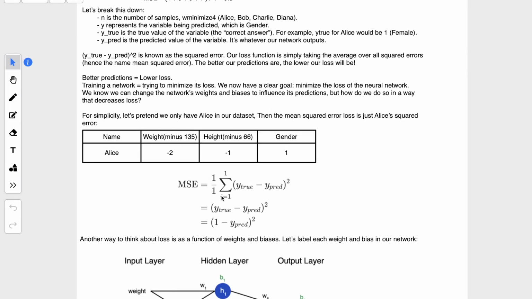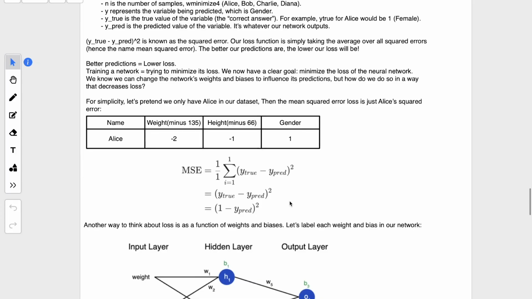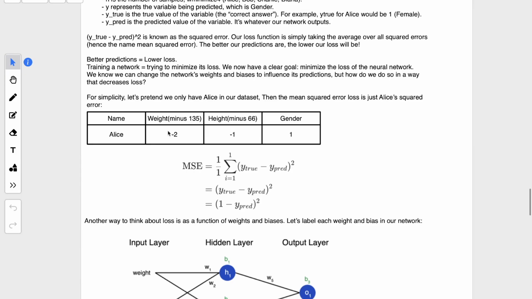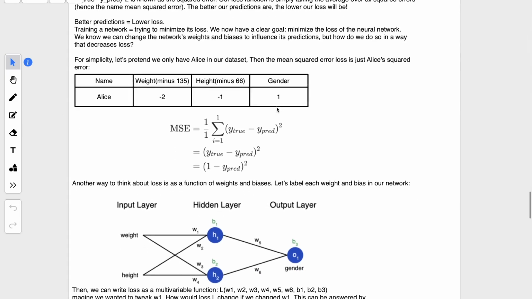For simplicity of all these calculations, I'm taking only one input. So let's say we have only one person, which is Alice, and these are the weight, height, and gender for that person. As we know, our MSE is the mean of (y true minus y pred) squared. Since our dataset only contains one person, we can directly put the values in. We know y true is 1, y pred is something that will come out of the neural network, and as the total number of samples is 1, the MSE becomes (1 minus y pred) squared.